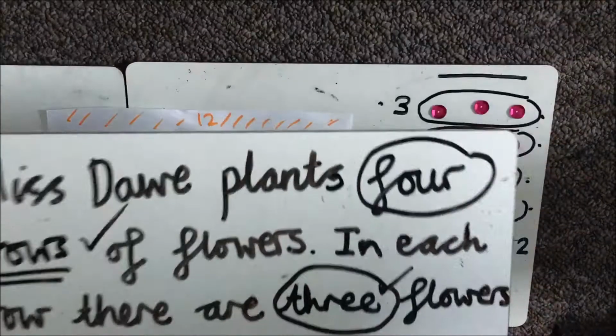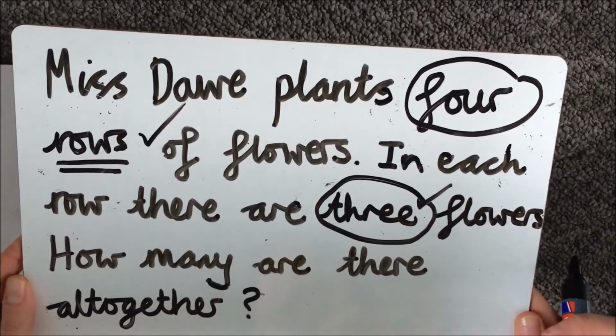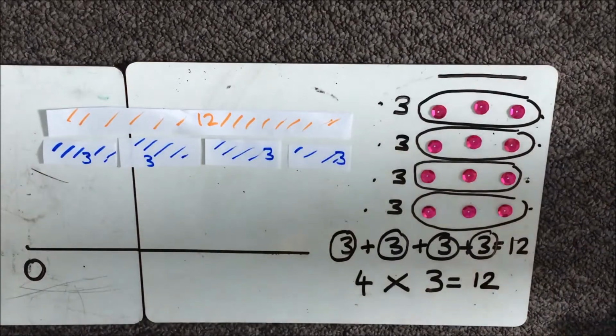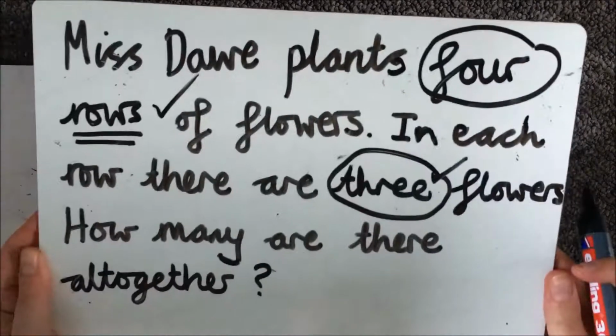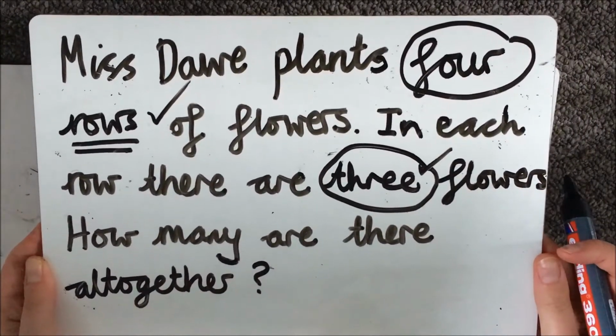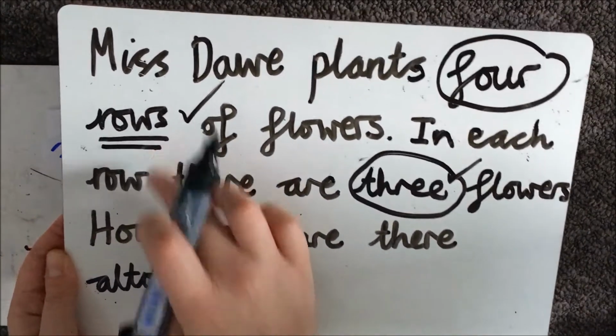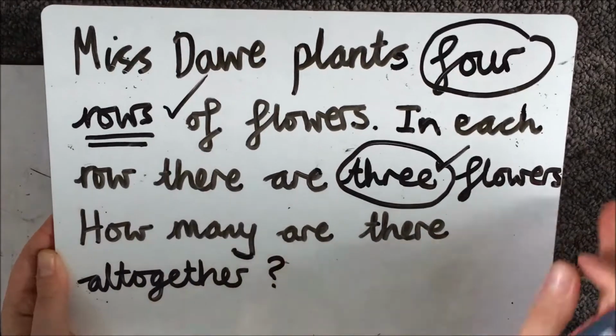Let's go back to this. We've got 4 rows, and in each row there are 3. We've worked out we need to count in 3s. Fantastic. So each jump that I do, each row that I do, I need to count in 3s. How many jumps do I do? 4, because there are 4 rows.